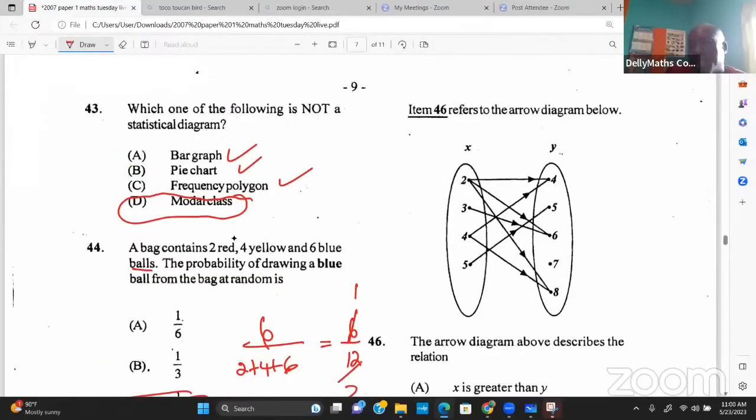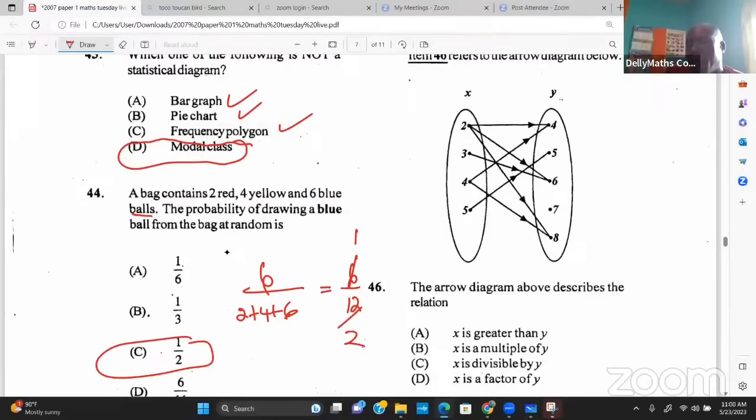All right, so this one says item 46 refers to the arrow diagram below. Please look at where the arrow is pointing. The arrow is coming from X to Y. We're gonna eliminate. A lot of times you're gonna have to eliminate things that are not so that you can see what is, right? So the arrow diagram above describes the relation. So there is a relation. Let's see what the relation is. Let's go. X is greater than Y. Let's look. 2 to 4, X is greater than Y.